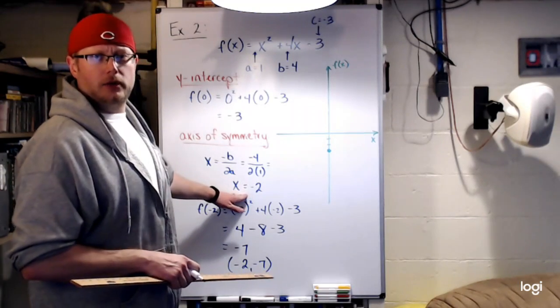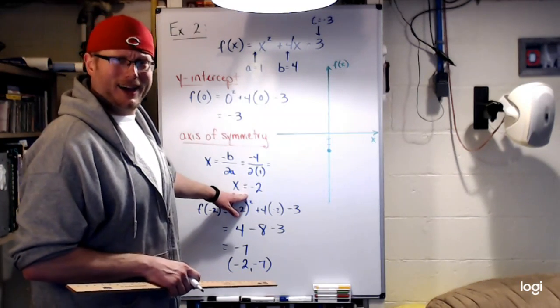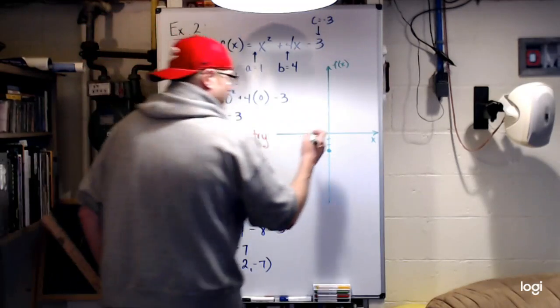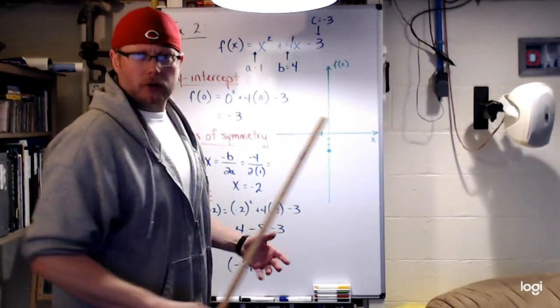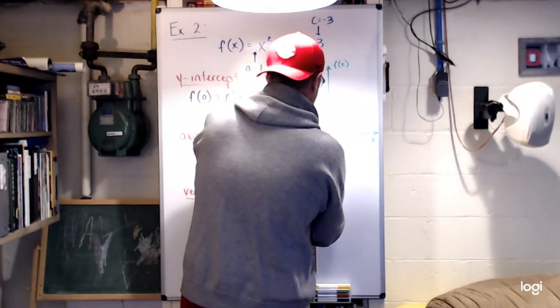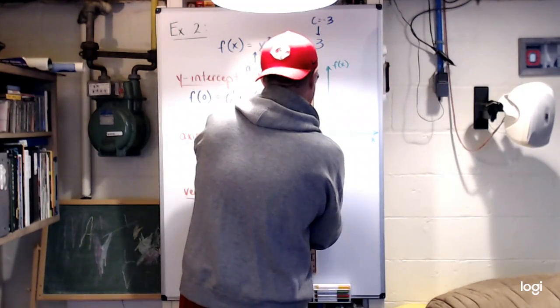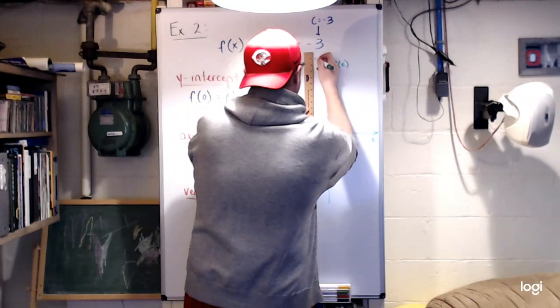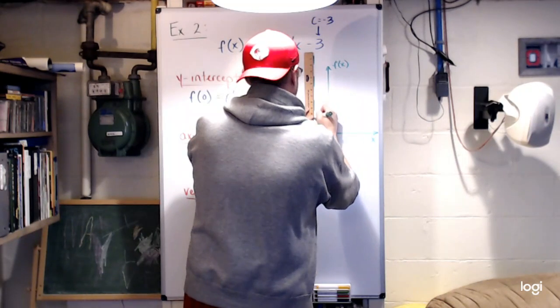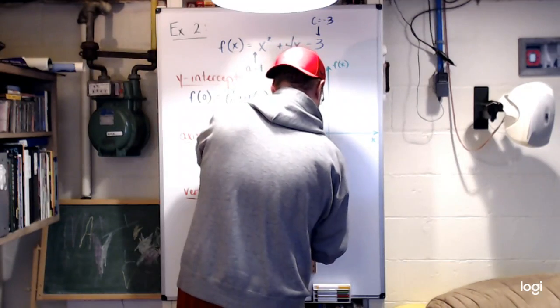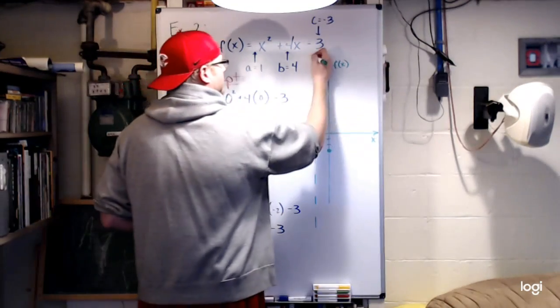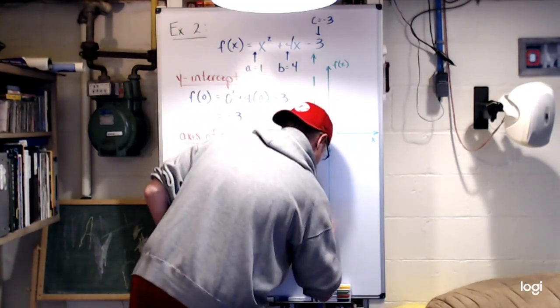Next, I know the axis of symmetry is at x is negative 2. So I'm going to go back 2 on the x-axis, and I know there's a vertical line there. There's that imaginary dashed vertical line. I'm going to go ahead and just draw that. Right? So there's my vertical line. There's my axis of symmetry.